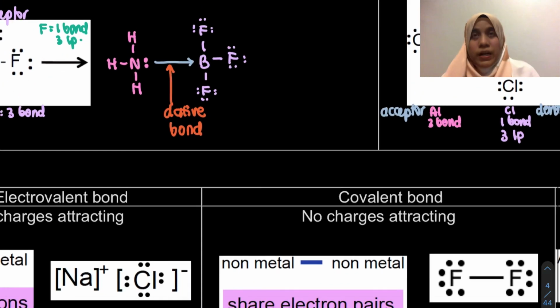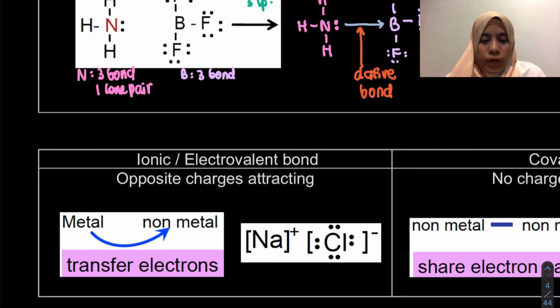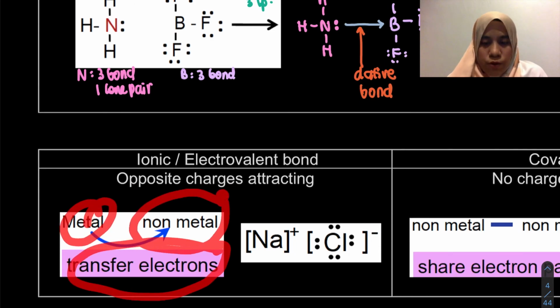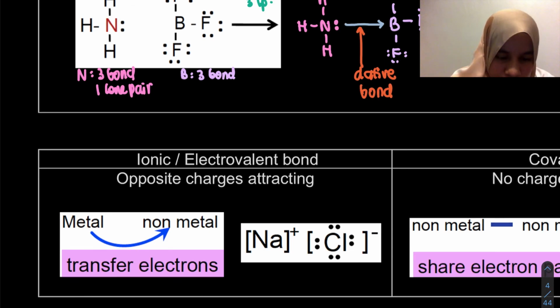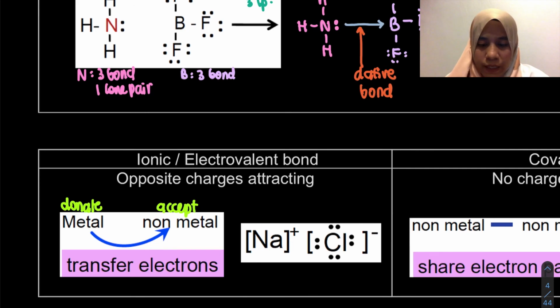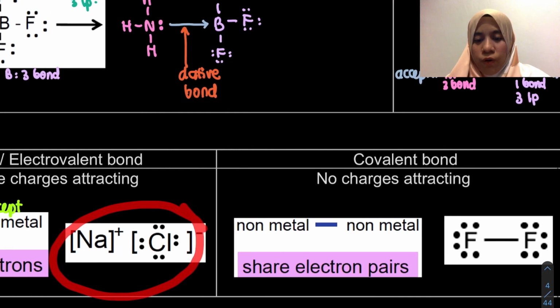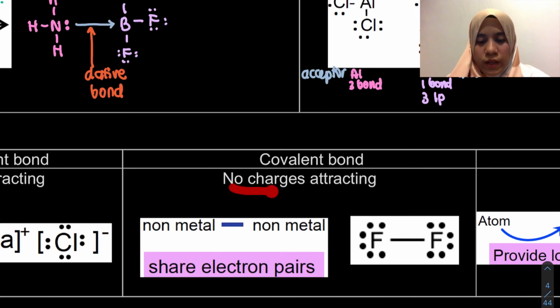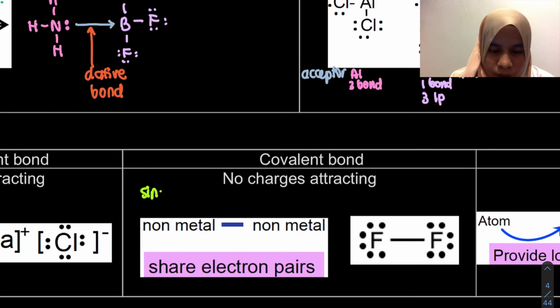Okay, so we have learned about the ionic bond ataupun the electrovalent bond, where it is actually the opposite charges attracting, where it is actually a case of the transfer of electron between the metal and non-metal. So, kiranya dekat sini, kita punya metal ni donate to become cation, and our non-metal ni accept electron to become an ion. So, akan form yang ini lah. Okay, the next one we have learned is actually the covalent bond, where there is no charges attracting. It's actually between the non-metal and non-metal itself, where it share the electron pair. So, dia boleh jadi single bond boleh, double bond boleh, triple bond pun boleh.